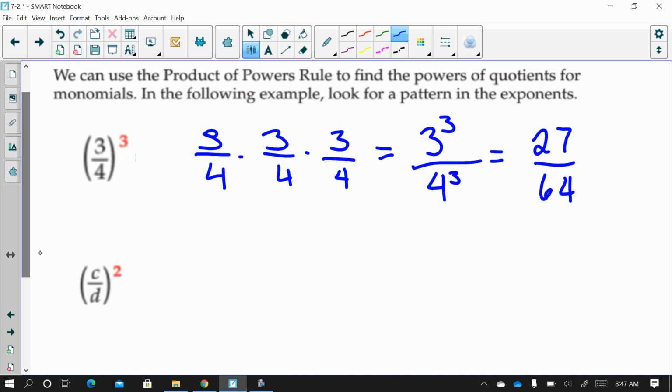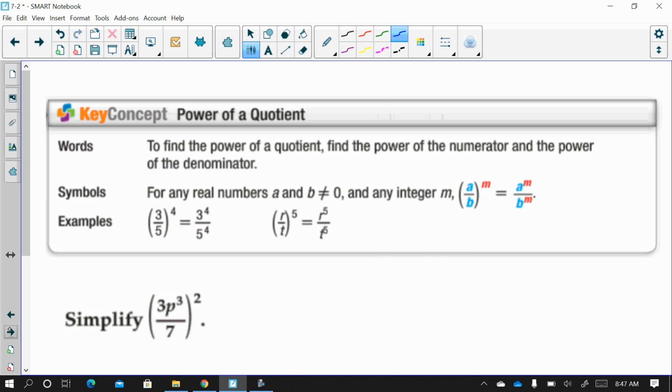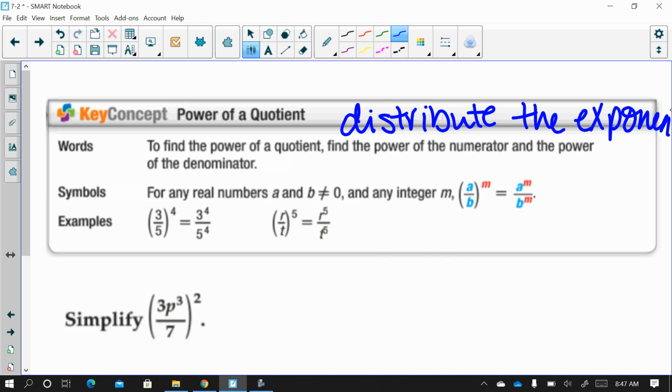Okay, c over d squared. Well, that's just c over d times c over d. c times c is c squared. d times d is d squared. So what's the rule here? When I have a power of a quotient, a quotient inside parentheses, basically we're just going to distribute the exponent to everything. Everything in the numerator and everything in the denominator. It goes everywhere.